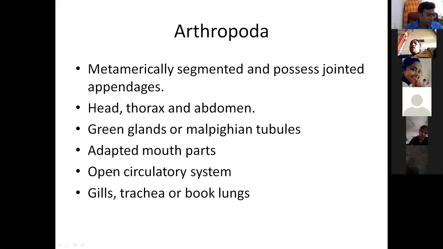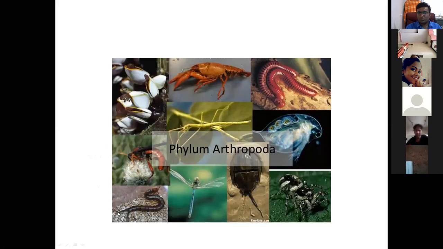And what about the respiratory organs? Gills, trachea, book lungs. These are the respiratory organs. Many points are there; just briefly, we shall discuss. Yes, Suchitra says blood sinuses are hemocoel. That is the right answer.